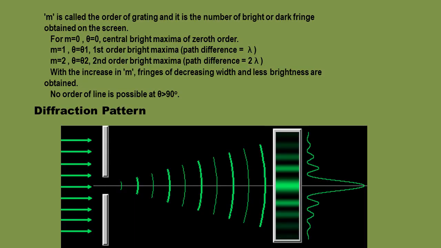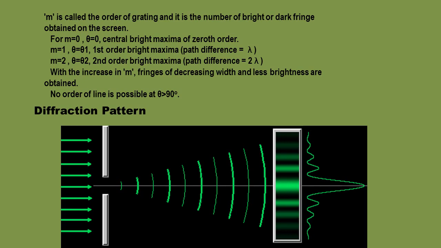m is called the order of the grating and it is the number of the bright or dark fringe obtained on the screen. For m equal to 0, theta is equal to 0, the central bright maxima of 0th order. When m is equal to 1, theta is equal to theta 1, first order bright maxima, and path difference equals lambda. When m is equal to 2, theta is equal to theta 2, second order bright maxima and path difference equals 2 lambda. With an increase in m, fringes of decreasing width and less brightness are obtained.